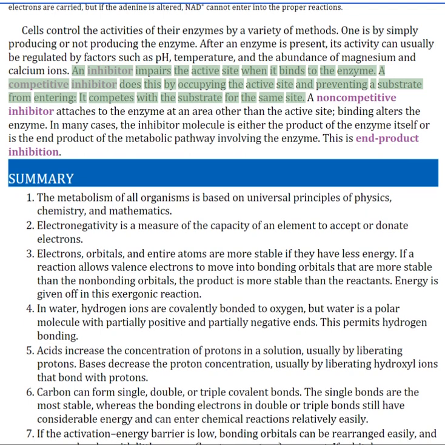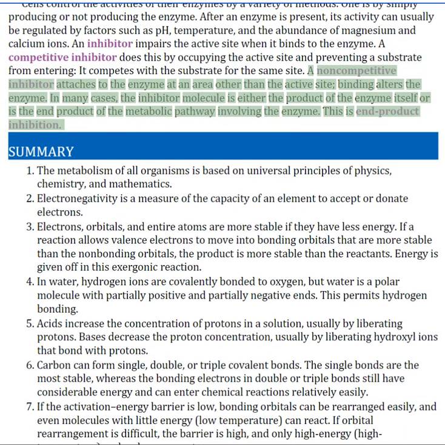An inhibitor impairs the active site when it binds to the enzyme. A competitive inhibitor does this by occupying the active site and preventing a substrate from entering. It competes with the substrate for the same site. A non-competitive inhibitor attaches to the enzyme at an area other than the active site. Binding alters the enzyme. In many cases, the inhibitor molecule is either the product of the enzyme itself or is the end product of the metabolic pathway involving the enzyme. This is end product inhibition.